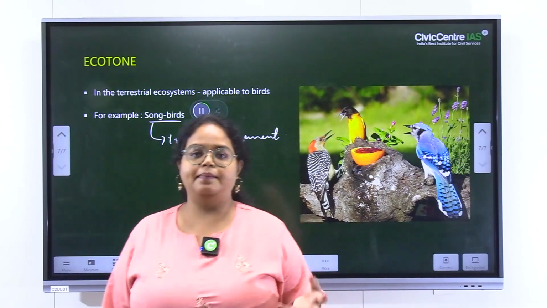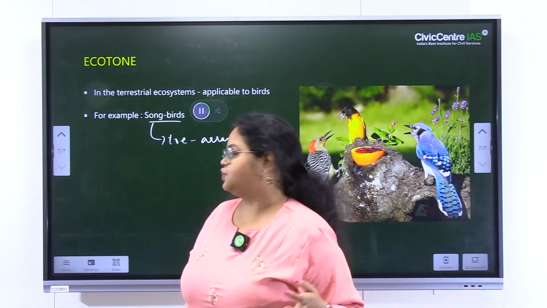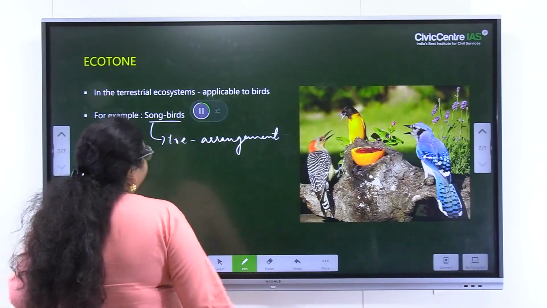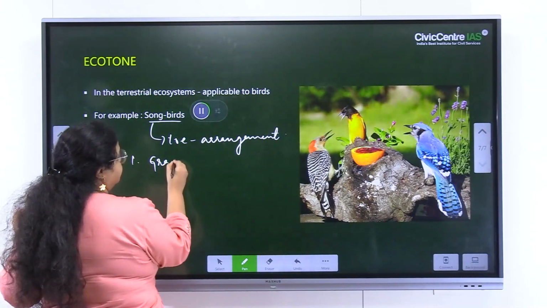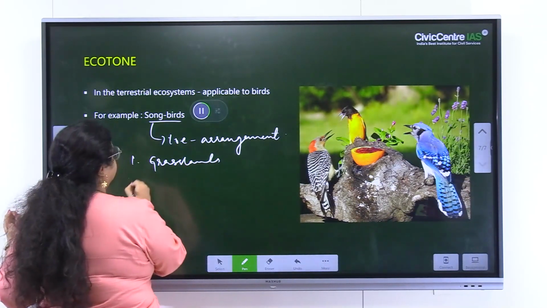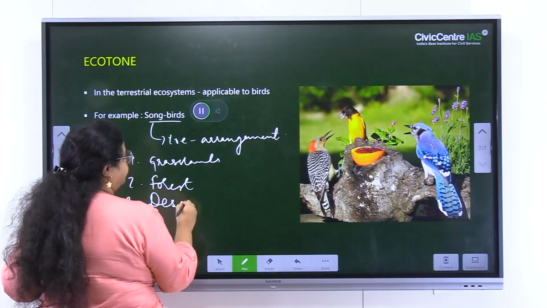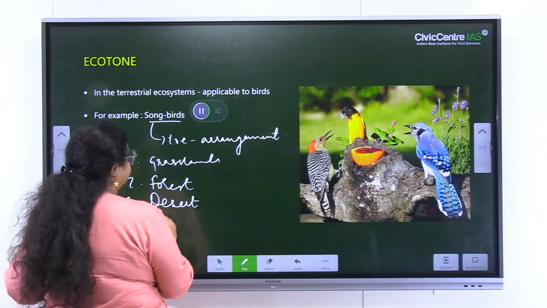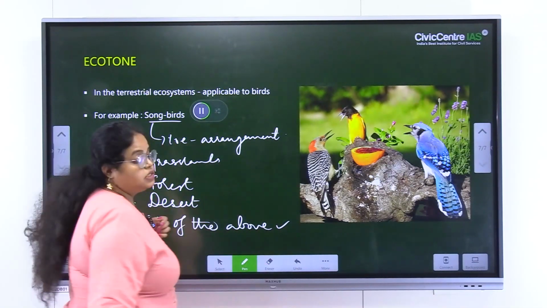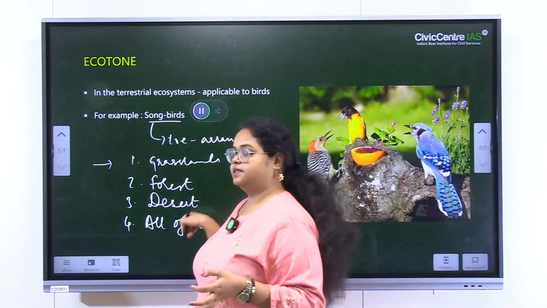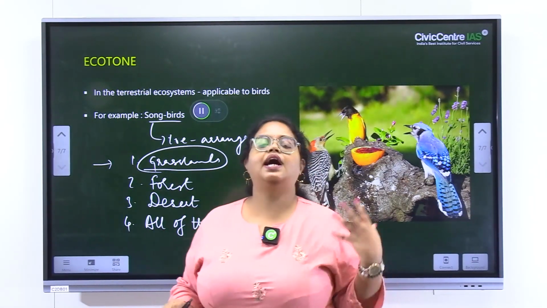Now to understand what is abundance, let's look at an example. If there is a question in any competitive examination saying the songbirds are found in which of the following ecosystems? 1. Grasslands, 2. Forest ecosystems, 3. Desert ecosystems, and all of the above. The answer will be all of the above. The songbirds are found in all the ecosystems, but they are abundantly found in grasslands. Abundantly means in large numbers.